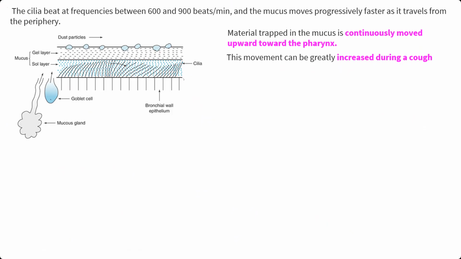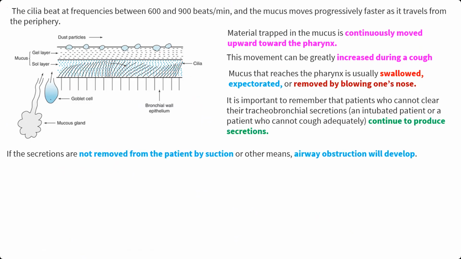So once the particles are trapped here, the ciliary activity constantly will push the mucus towards the carina, and once it comes to the carina, it irritates the carina and produces a cough reflex, and that is how you bring out the mucosal secretions with the trapped things inside the mucus. And if the secretions are not removed by the patient or by suction, airway obstruction will develop. So that is the reason why in post-op we must encourage the patients to clear the secretions on their own, or we must try to suck it out by proper suctioning and aspiration.